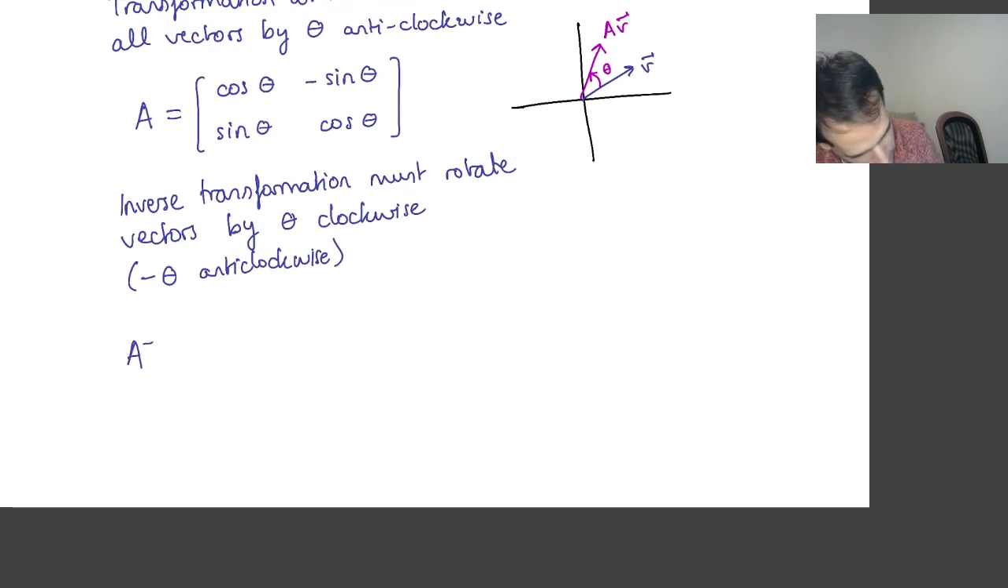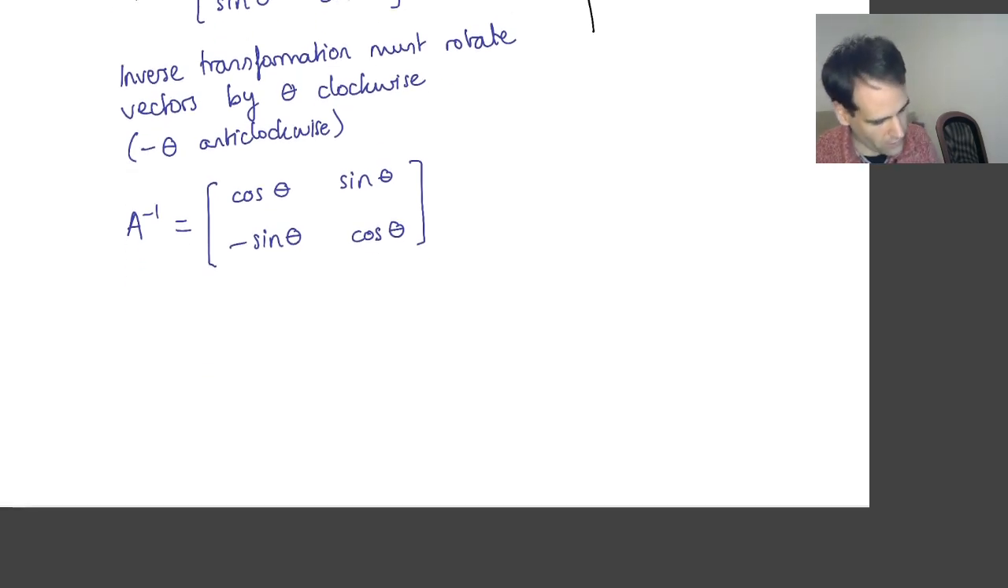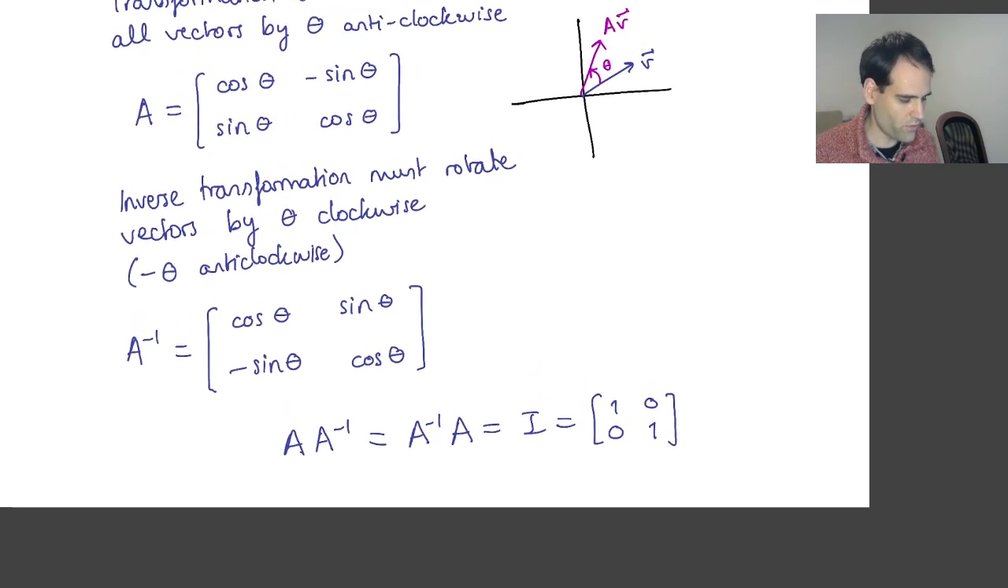Therefore, for the inverse matrix, we simply have to substitute a rotation angle of minus theta. So the cosine, being an even function, stays the same, while the sine, being an odd function, will change sign. So we get this, and this will be the inverse matrix. And as before, you can check that A times the inverse is equal to the inverse times A, which is equal to the identity matrix. In order to do this, you will have to use the trigonometric identity: cosine squared plus sine squared equals 1.